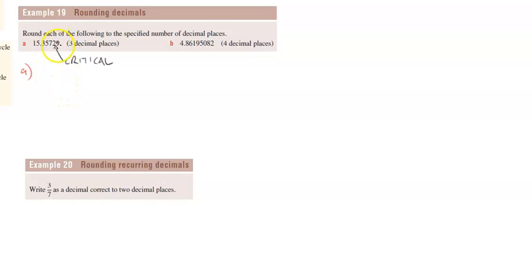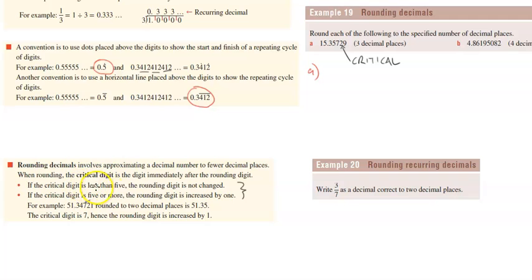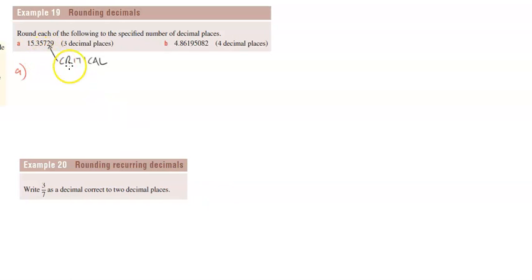In this case, it stays the same, and the reason why is because if we look at the previous rule over here, if the critical digit is less than 5, the rounding digit is not changed. That rounding digit, which is a 7, stays unchanged. So to 3 decimal places, our number is 15.357. It's been truncated, it's just been chopped, and to determine if that 7 gets bumped up by 1, we look at the critical digit, less than 5, so it stays the same.